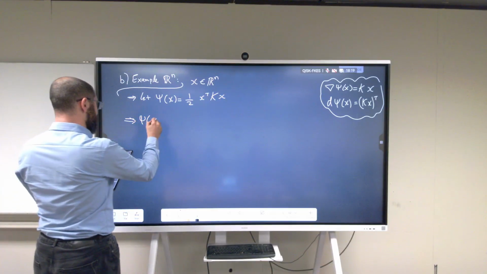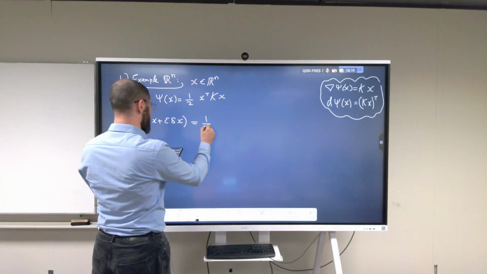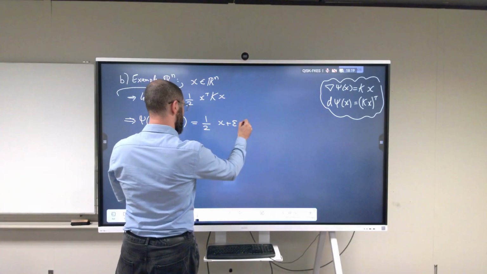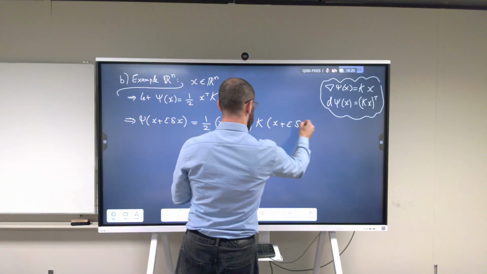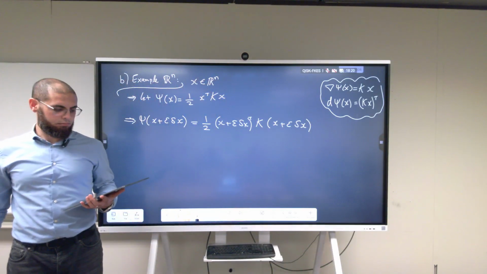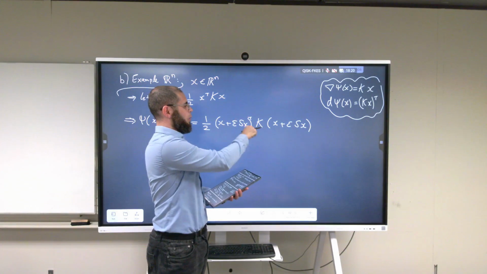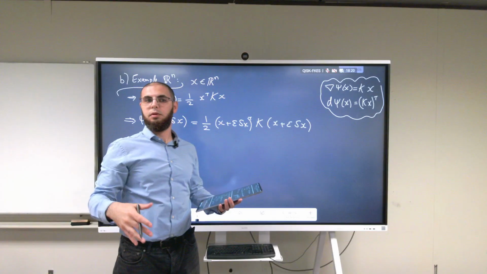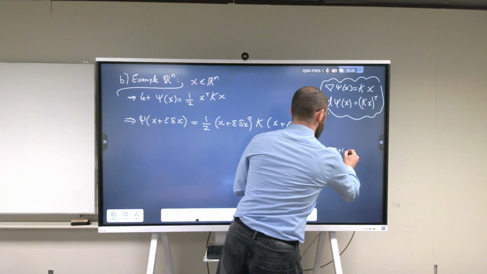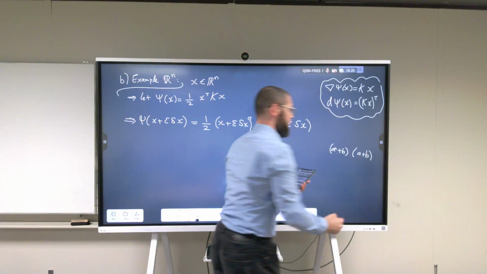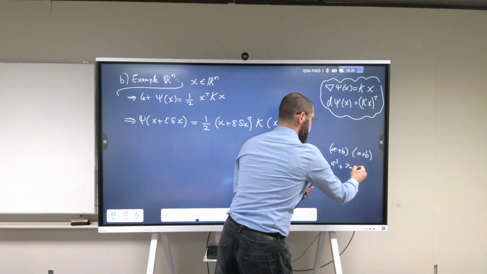So psi of x plus epsilon multiplied by that term, what is it equal to? Half x plus epsilon delta x transpose k, x plus epsilon delta x. Everyone agrees? And you can expand this expression, right? I have a plus b transpose multiplied by k, a plus b. What does it look like? If you had a plus b multiplied by a plus b, what does it look like? A squared, plus 2ab, plus b squared, right?